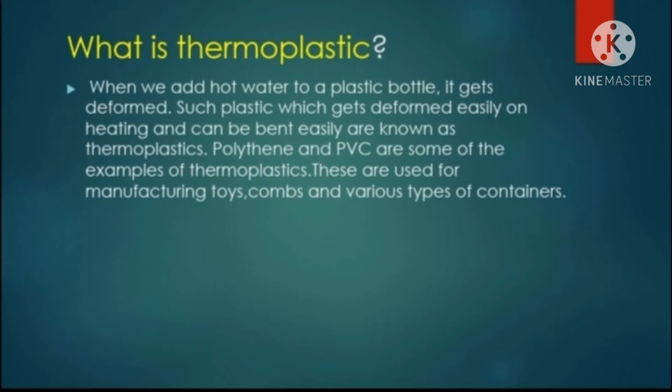So basically, thermoplastics are used for small kids' toys for playing, combs and various types of containers. These toys are made of PVC, polythene and plastic. If this plastic gets deformed on heating, for example you take a plastic drinking bottle and put hot water in it, the bottle will get deformed, or if you bend it, it will bend easily. Such plastic is known as thermoplastic. The examples are polythene and PVC. Yes, PVC pipes also come under thermoplastics.